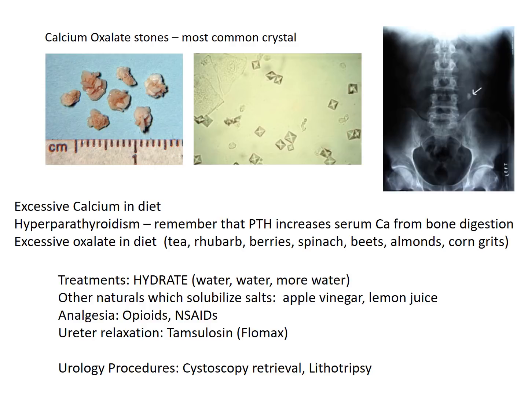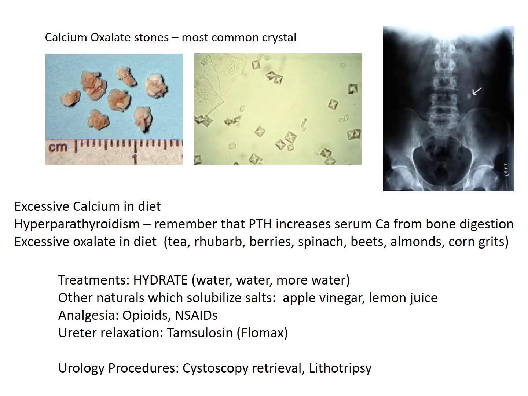And then individuals can be taking in a lot of oxalate in their diet. Compounds that have a lot of oxalate in it are tea, rhubarb, berries, spinach, beets, almonds, corn grits. Some chocolate has oxalate in it. Some draft beer has oxalate in it.